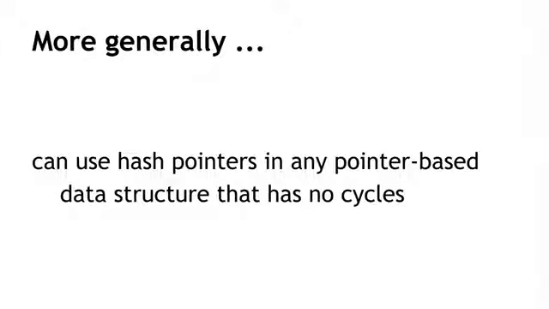If there are cycles in the data structure, then we won't be able to make all the hashes match up. If you think about it, in an acyclic data structure, we can start near the leaves, or near the things that don't have any pointers coming out of them, compute the hashes of those, and then work our way back toward the beginning. But in a structure with cycles, there's no end that we can start with and compute back from.